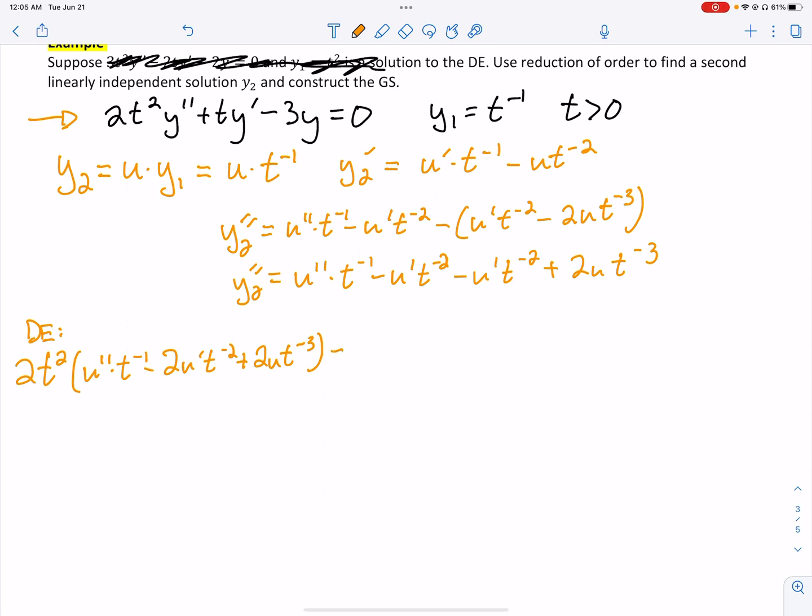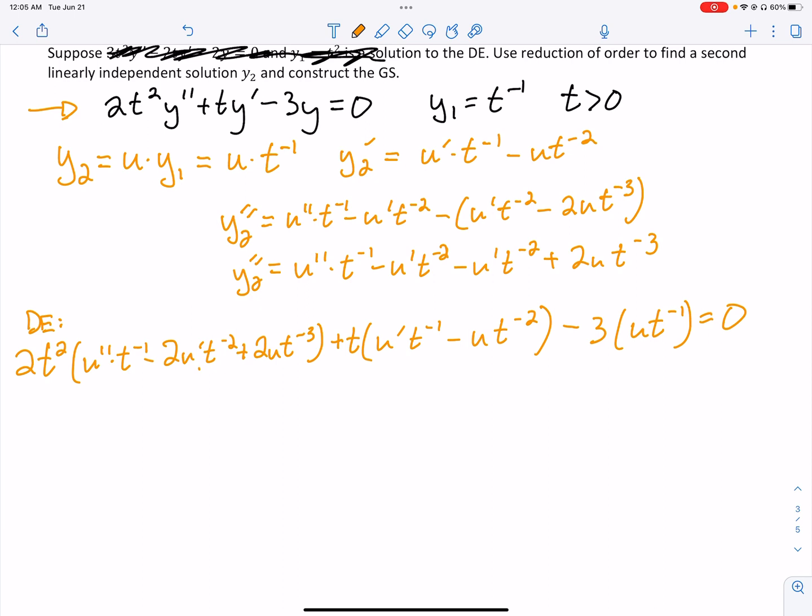All right. Then we got plus t times, and then we throw our first derivative in, u prime t to the negative 1 minus u times t to the negative 2, minus 3 times, and then it's going to be u times t to the negative 1 equals 0. Okay, you check your work with mine, and hopefully we're right. I'm going to double check with my notes because I know my notes are right because I got to the answer there. So I'm double checking. You're looking for mistakes within your own work. Looks like we're good. Okay, so that's all good.